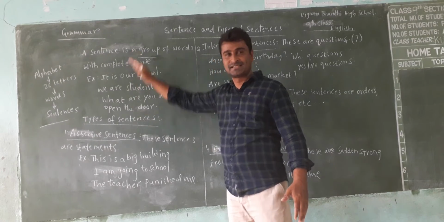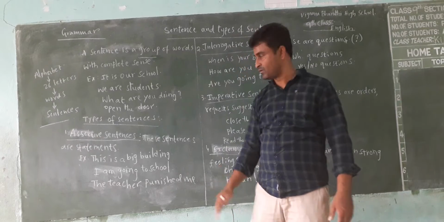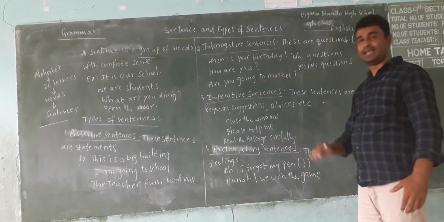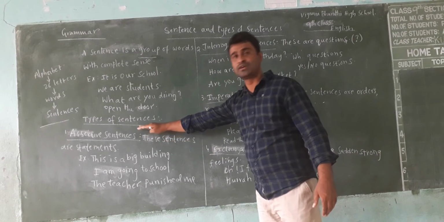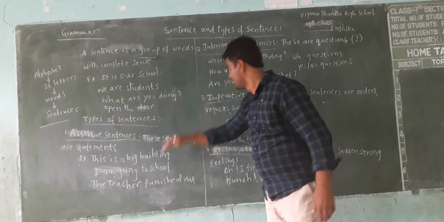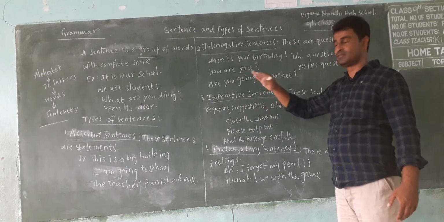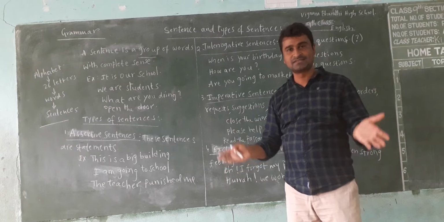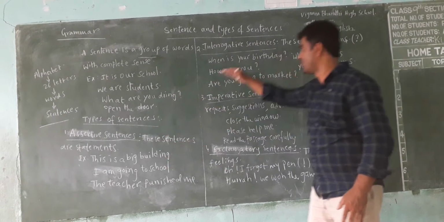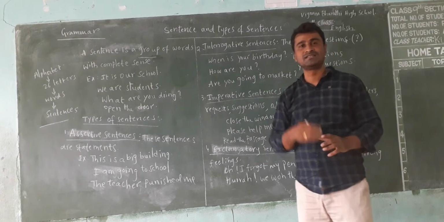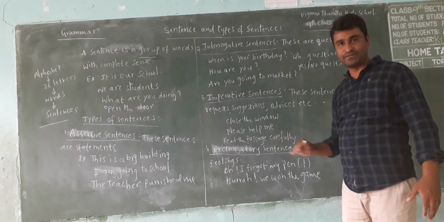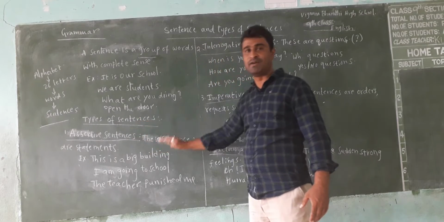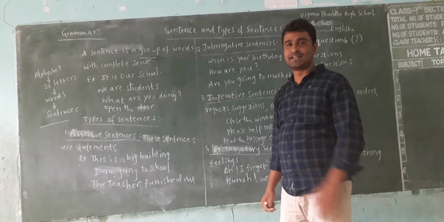That's why a sentence is categorized or divided into 4 types. They are assertive sentences, interrogative sentences, imperative sentences, and exclamatory sentences. Whatever we speak or write, we make paragraphs by using these 4 kinds of sentences. The paragraph or the sentence that we write will contain one of these 4 types. Now, let us see in detail each type of sentence. Number 1, assertive sentences.